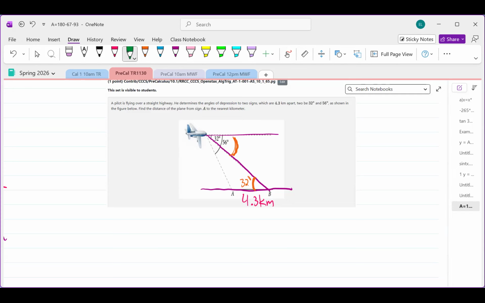Now there's a second wonky Z for the 56 degrees. So there's where our angles actually show up on the ground versus where they showed up for the airplane. Now the question here is asking for the distance of the plane to sign A. Sometimes I mark my unknowns with stars, but that's the thing we want to find, which is opposite side B. So I would call that little side B.